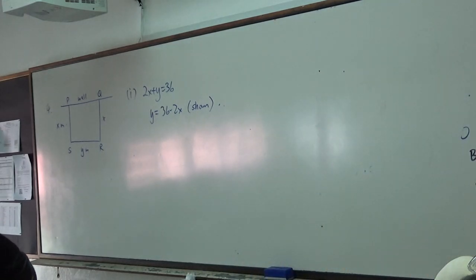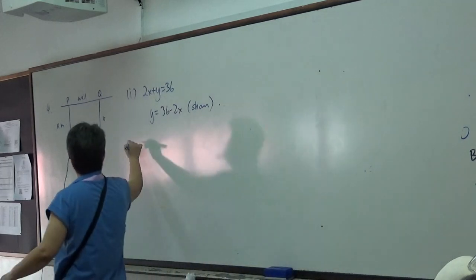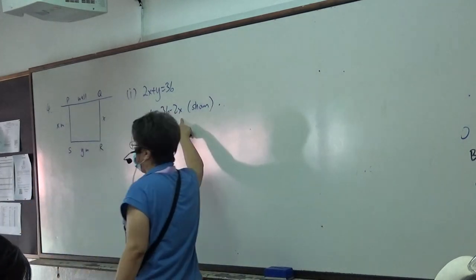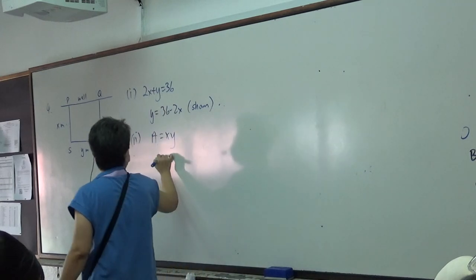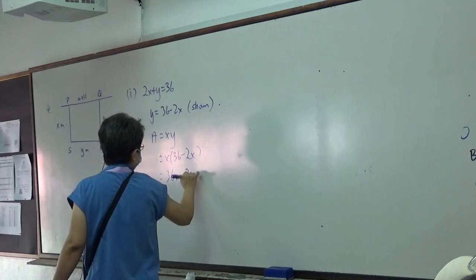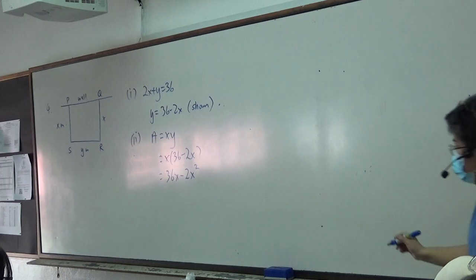Part 2. Using the fact that area is x times y and the result in part 1, show that A is this. Now, all of you look up. A is x times y. You know why it's this one, right? So, plug in. Expand. 36x minus 2x squared. Shown.